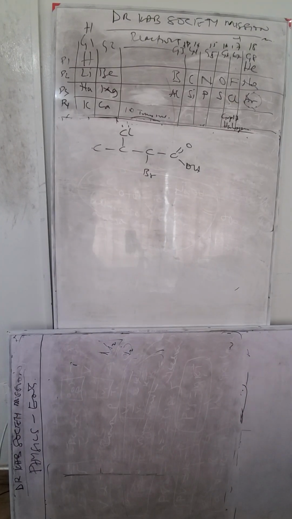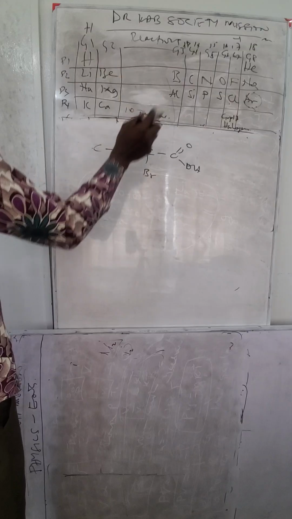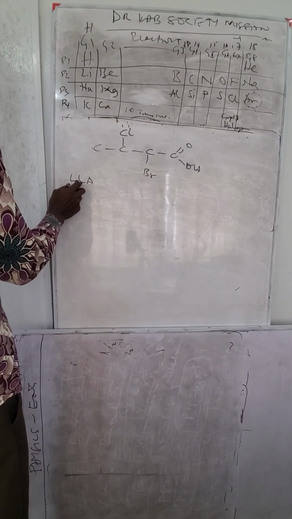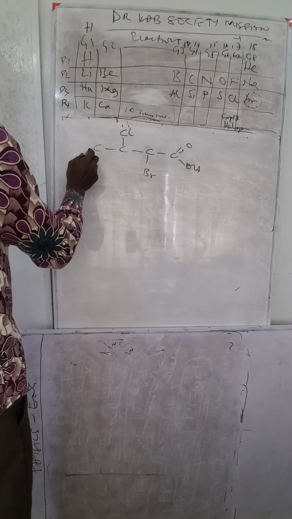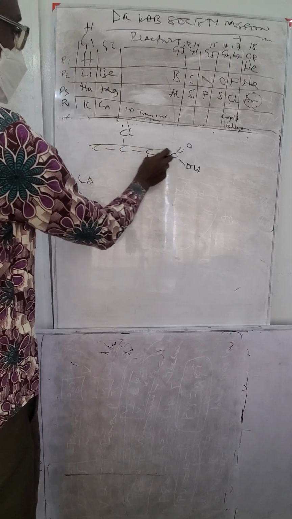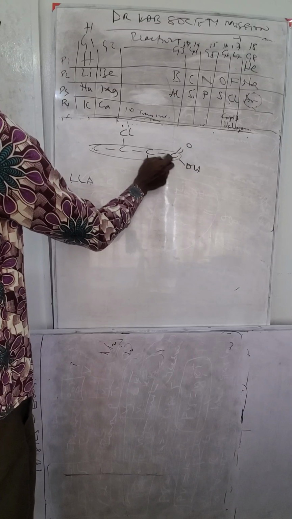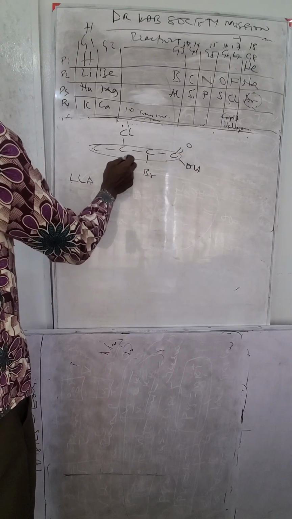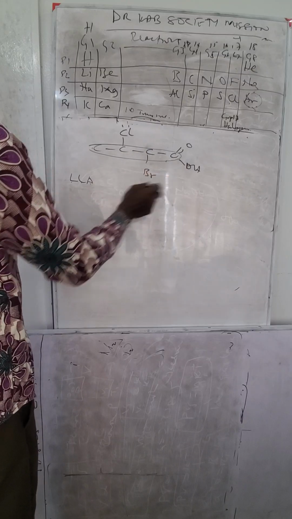Right. So what will be the name for this one? The longest chain with the functional group. So longest, LLA: longest, lowest number, alphabetical. So the longest chain with the functional group will be this one. This is the functional group. So what kind of functional group is this? The alkanoic functional group.